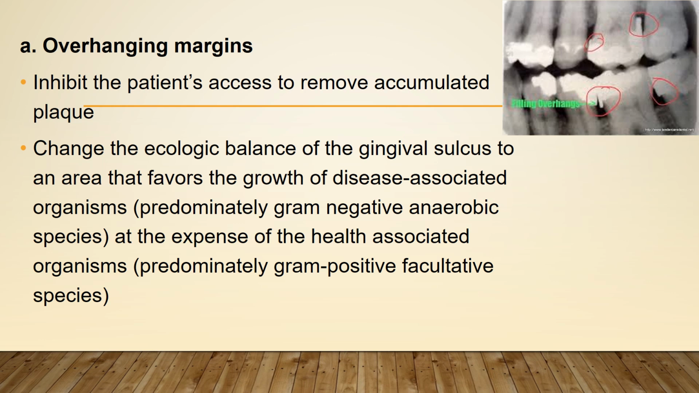So in this radiograph, you can see that there are overhanging restorations in relation to maxillary molars and the mandibular molars, which provide a space for plaque accumulation and the formation of bacterial colonization, and also inhibit the access of oral hygiene. This changes the ecological balance of the gingival sulcus to an area that favors the growth of disease-associated organisms, predominantly gram-negative anaerobic species, at the expense of the health-associated organisms, predominantly gram-positive facultative species.